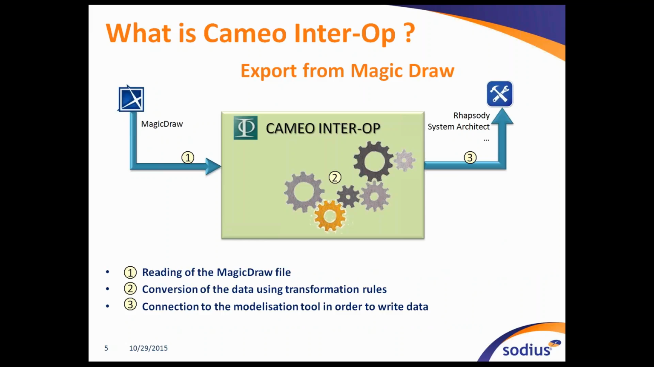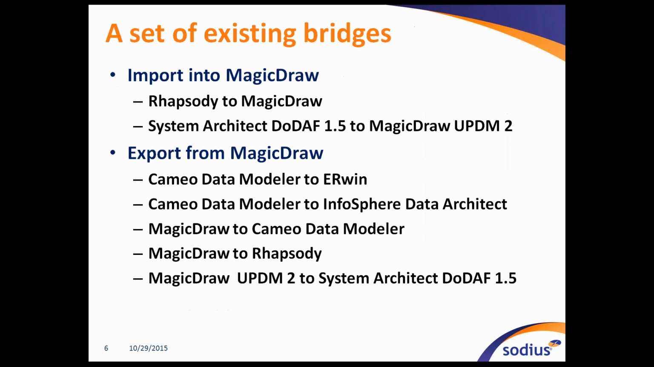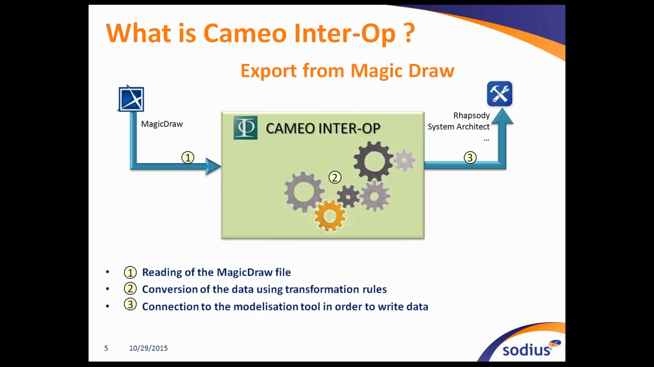When you export from MagicDraw, it is nearly the same. It is the same principle. You are reading the MagicDraw file, the MDZip or the MDXML file, and you convert the data using the transformation rules. And after, at the end, you write data in the modeling tool using the connection, the COM API, or you can also create some text files or XML files.